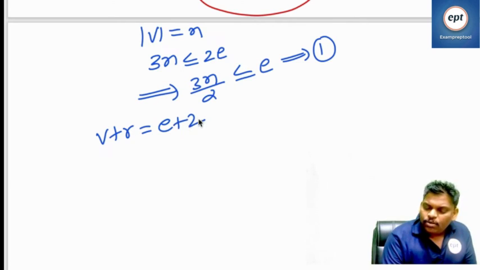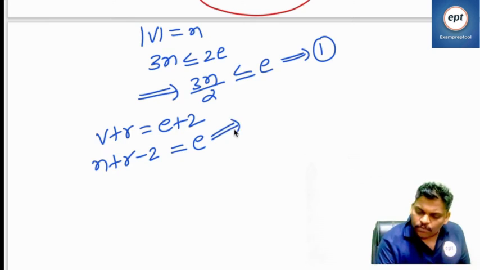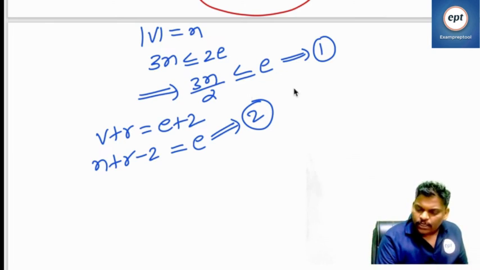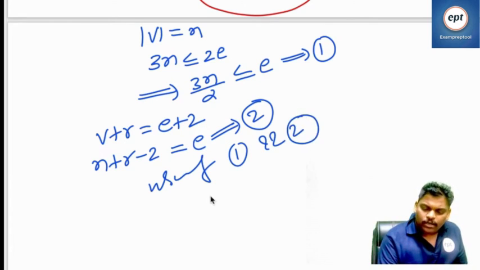V plus r is equal to e plus 2. V means n. So n plus r minus 2 is equal to e. This is number 2. So now, using 1 and 2, see what I have done.